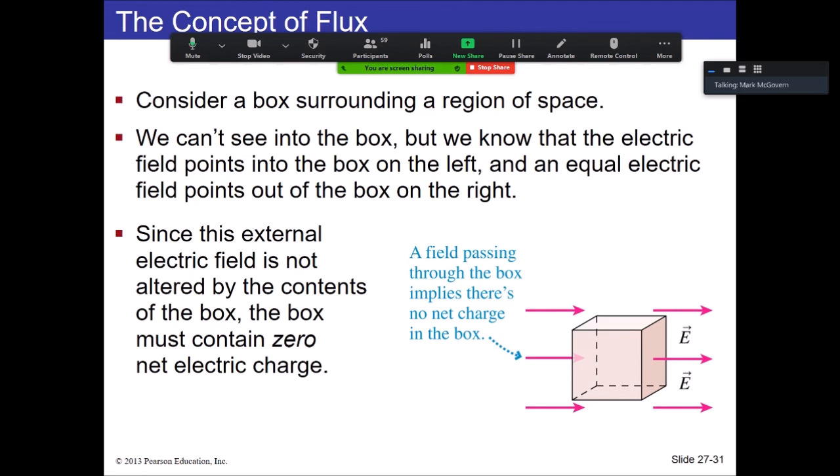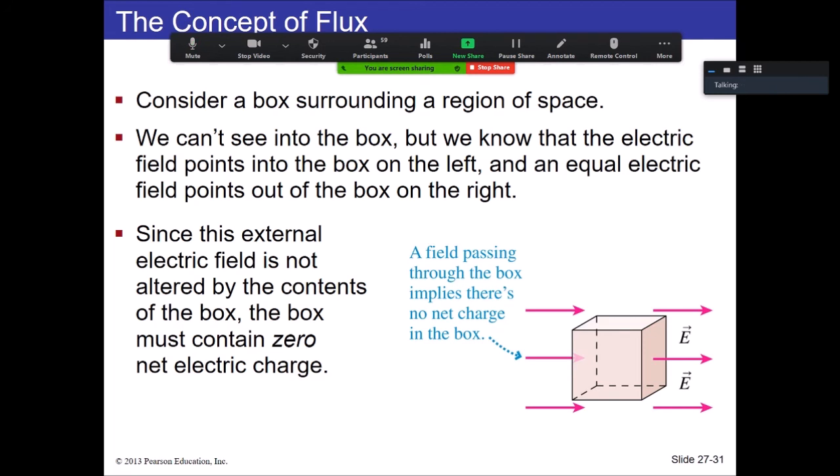What do you think's going on here? You've got an equal number of lines going in and coming out. And when that's the case, you don't have any net flux, because your net charge is 0. So we're going to be very mindful of, we're going to create closed surfaces, boxes, cylinders, spheres, and we look at how flux goes in and out and through these things.